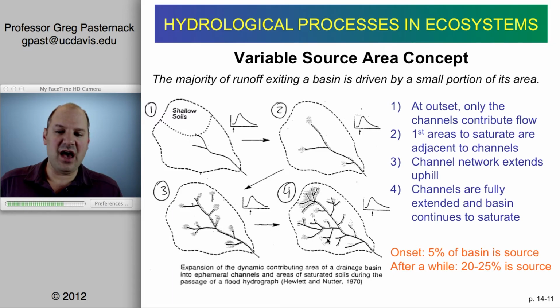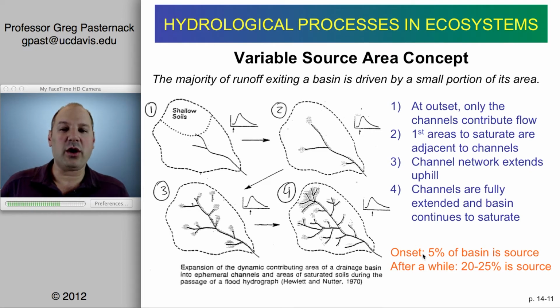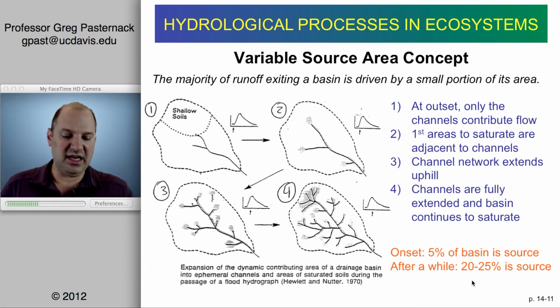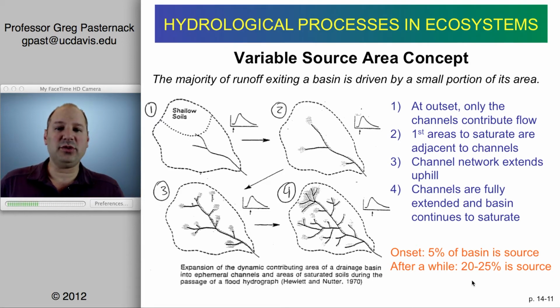And so as the storm goes on, we see a greater and greater extension of channels and greater saturation of a basin. So at the onset of runoff, maybe only 5% of the watershed is actually contributing runoff into the channel. That's not to say that there isn't dynamic flow and groundwater flow everywhere, but in terms of the surface expression of runoff in streams, only a small area is contributing to that. After a while, about 20 to 25% of the basin will be contributing to the flow that you see at the outlet. So this is the variable source area concept, and it's very important, so I encourage you to study that.